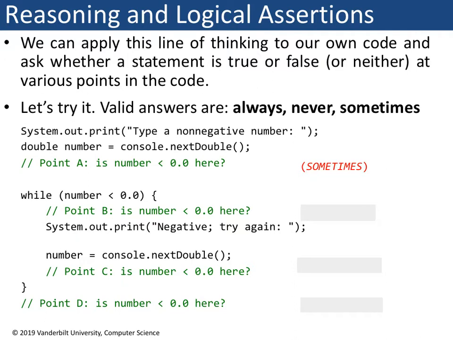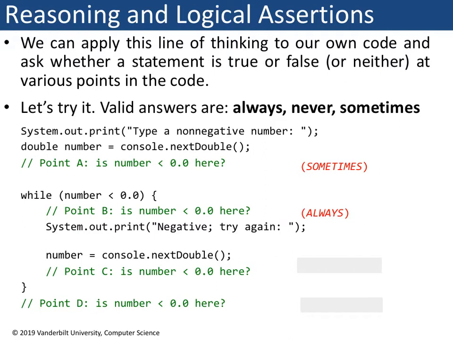What about at point B? Is number less than 0.0? Well, point B is hiding behind a test for a while loop. So the only way we could possibly get to this point in the code is if number is in fact less than 0.0. So we would have to say always. At this point in the program, at point B, number is always less than 0.0.